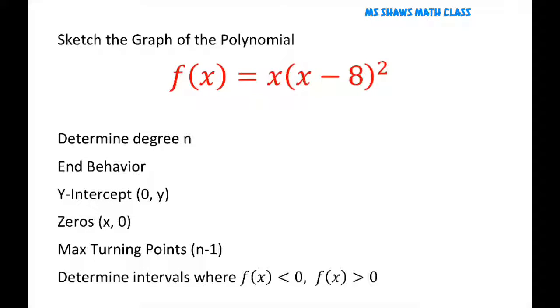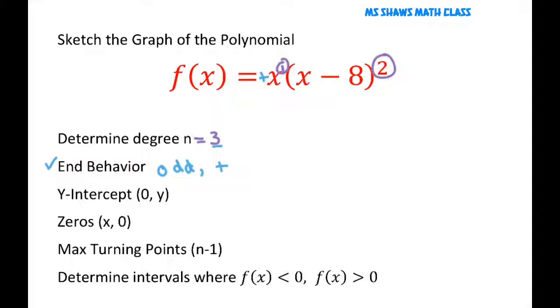Hi everyone, we're going to sketch the graph of this polynomial. First, let's fill out some information. This polynomial is not in standard form, so what I'm going to do is just add up my multiplicities here. 1 plus 2 is 3, so my degree n equals 3. My end behavior we're going to discuss momentarily, but just know that this is an odd number, and my lead coefficient here is positive. So I'll be looking at that in just a moment.